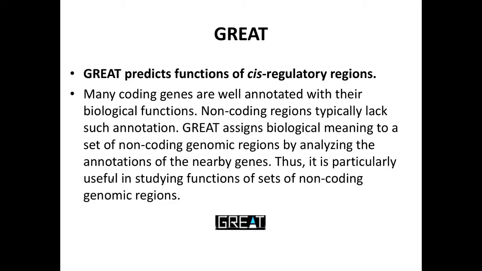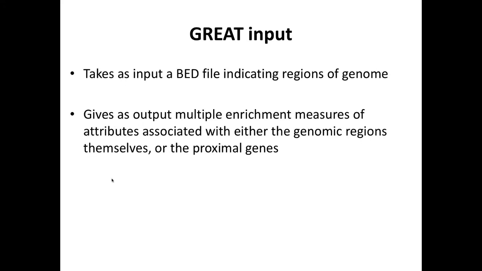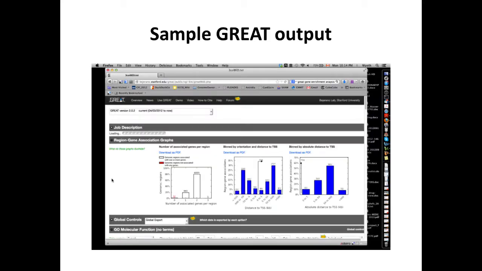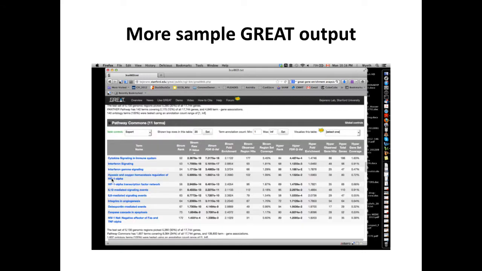Another thing that you might be interested in is GREAT. If you have a set of genomic regions that aren't necessarily related to a gene and you want to find out what they have in common, you can do the very same sort of gene set enrichment analyses we talked about before, or that I expect you talked about in the previous 2 days. But instead of working with the gene, you can work with a genomic set. So GREAT will take any bed file as input and give you enrichment measurements as output, and you can see for a list of regions what sort of molecular functions or biological processes these might have in common.